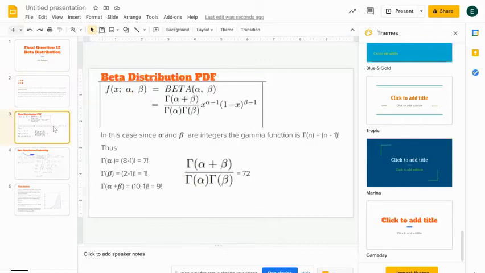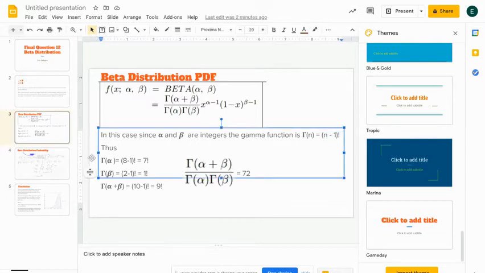Now, this right here is our PDF for the beta distribution. The first thing we need to do is figure out what this gamma function right here in front is, because that's going to help us simplify everything, since it ends up being just a number. If you look below, since alpha and beta are integers, the gamma function ends up being a factorial function, n minus 1. Thus, the gamma of alpha is equal to 8 minus 1 factorial, which is the same thing as 7 factorial. The gamma of beta is equal to 2 minus 1 factorial, so just 1 factorial.